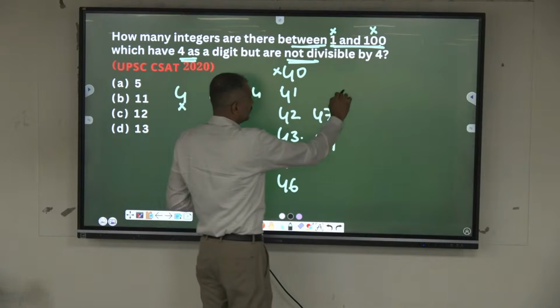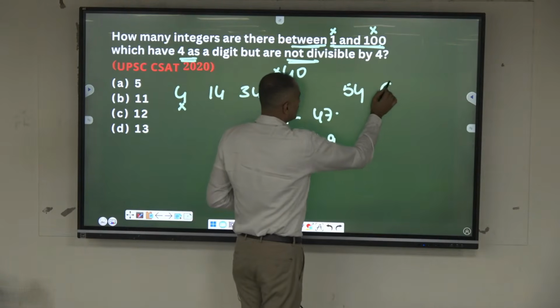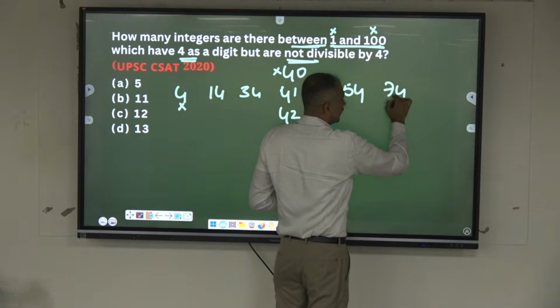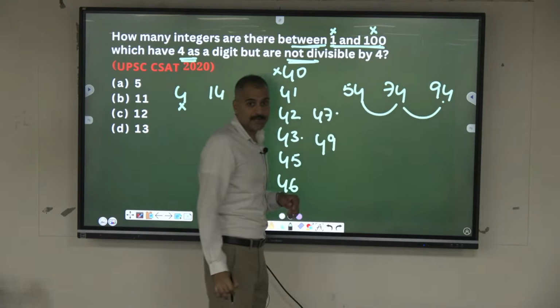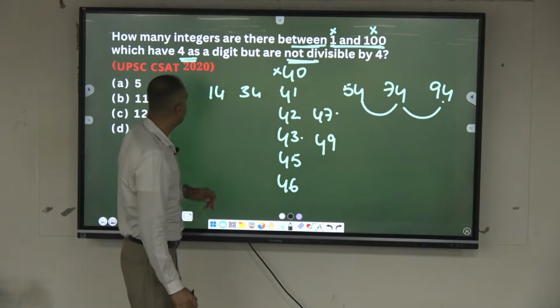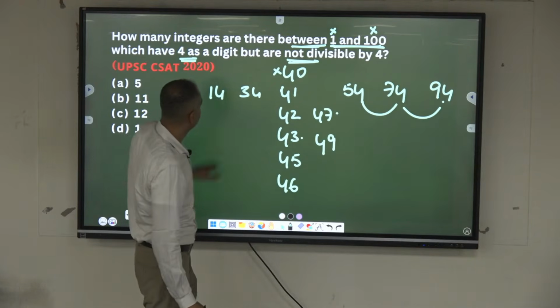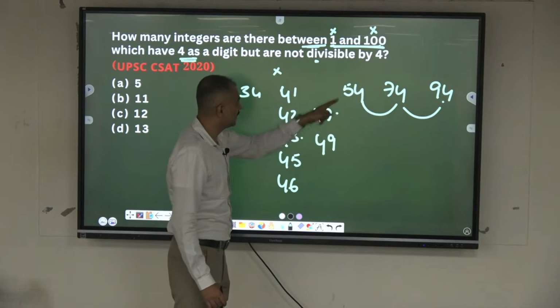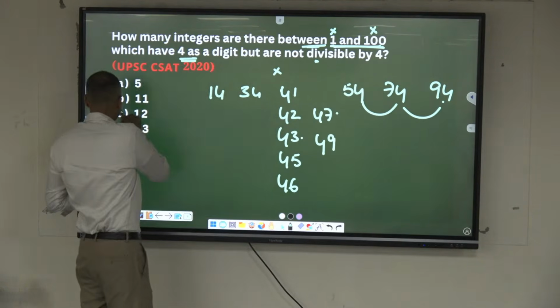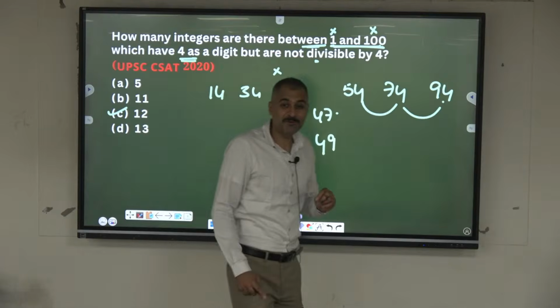Then again 54, 64 is divisible, yes 74, 84 is divisible. So for every 20 numbers here, it gets added. So how many are there? 1, 2, 3, 4, 5, 6, 7, 8, 9, 10, 11, 12.